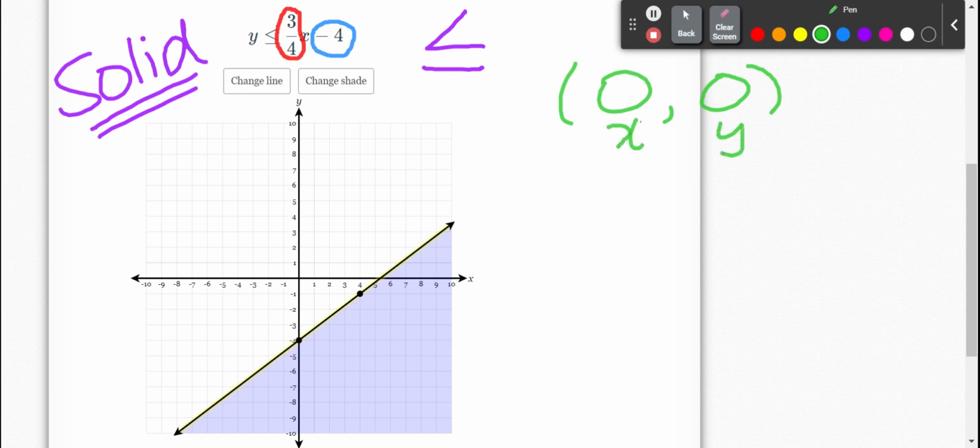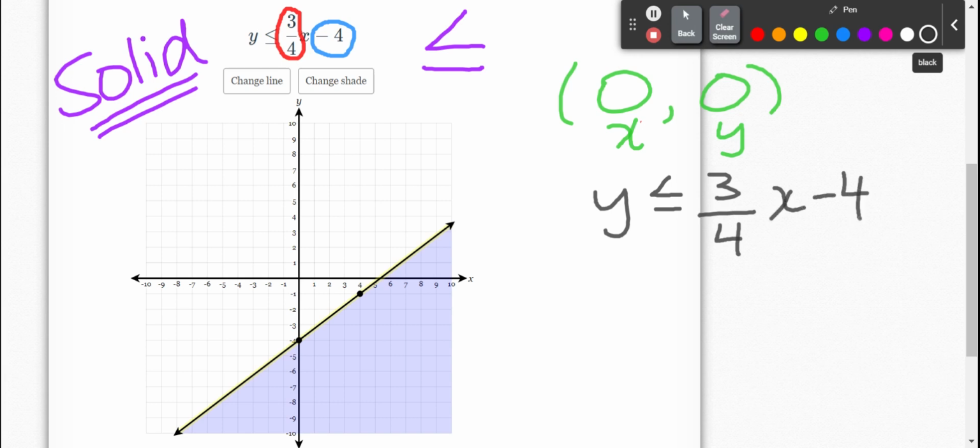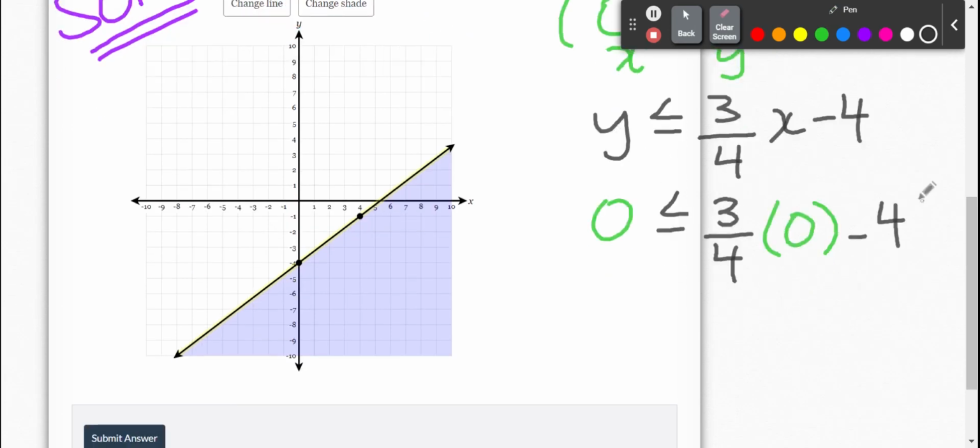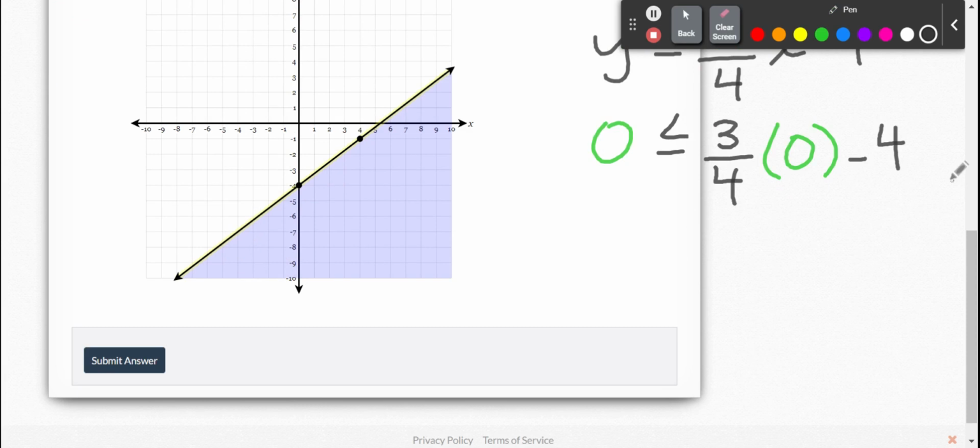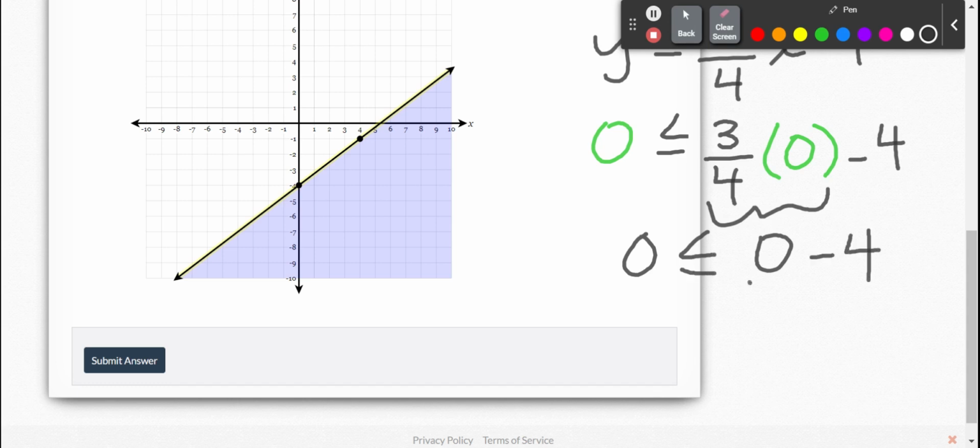So this is our x, this is our y. I'm going to just rewrite this inequality here. I'm just rewriting it. And then I'm going to plug in a 0 wherever we see a y and we see an x, because both those values are 0. So we have 0 is less than or equal to 3 over 4 times 0 minus 4. Let me just scroll down a bit. Okay, so 3 over 4 times 0 is just 0. So I'm going to bring everything else down. And then 0 minus 4 is equal to negative 4.